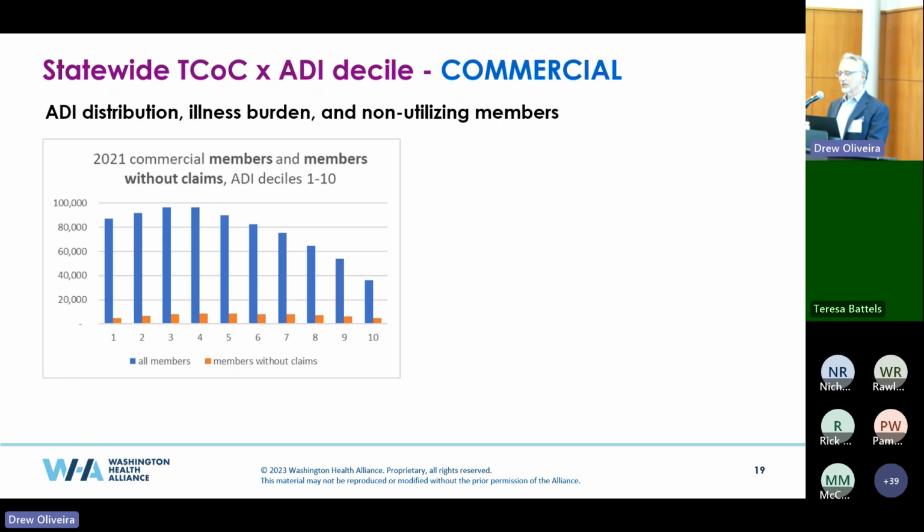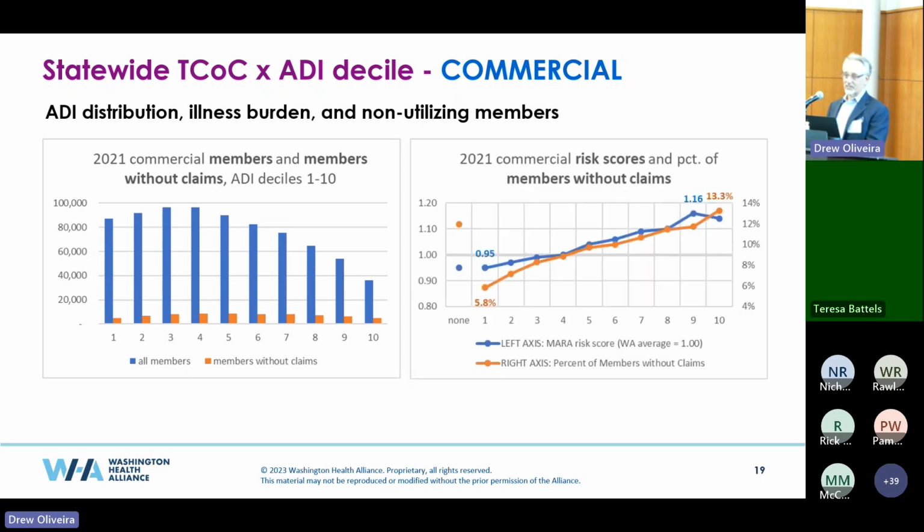And then as we look at what happens to the risk score, but also what happens to whether people actually access care, do they get a claim within the system? When we look at that, on the far left is your most advantaged area. And you can see that your risk score is also the lowest, and most people are having a claim. So 5.8% of the time they have no claims at all.